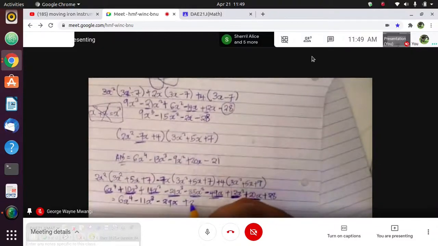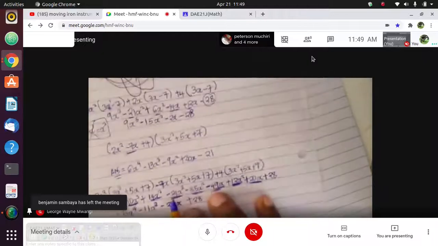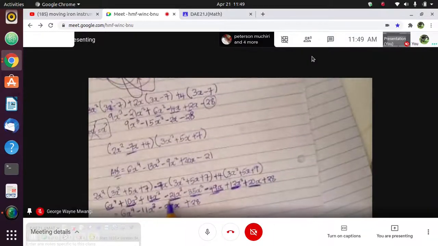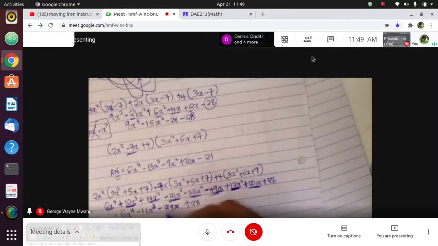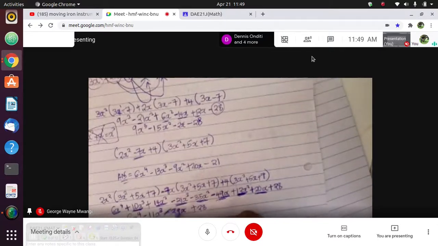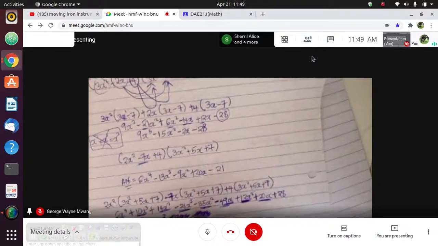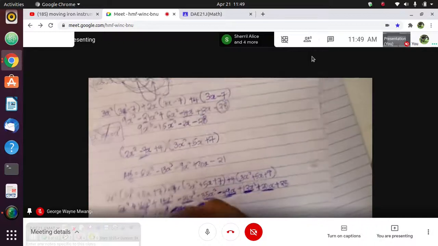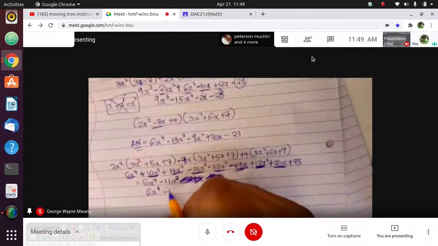So plus. What about the squared? Oh, hatukufanya squared. Where is squared? 14x squared plus minus 35x squared ni ngapi? I'm sorry. Thank you for reminding me. Acha I cancel these values of mine. Ndio tuendelee vizuri. Haya. Tulikuwa tushapata 6x raised to power 4. Tulikuwa tushapata minus 11x cubed.